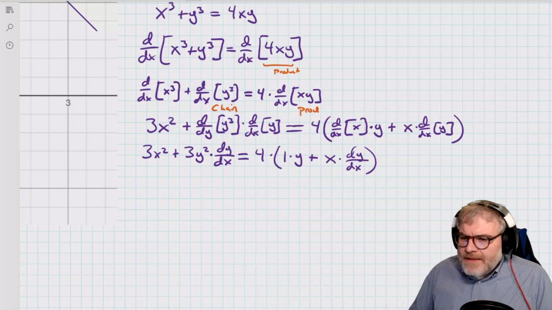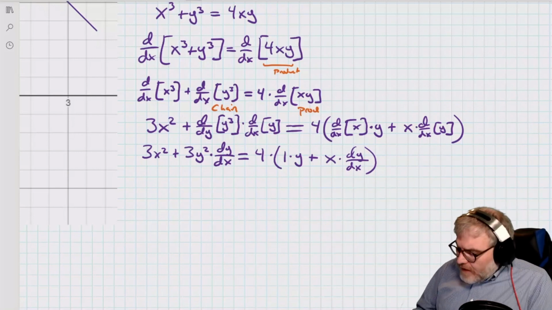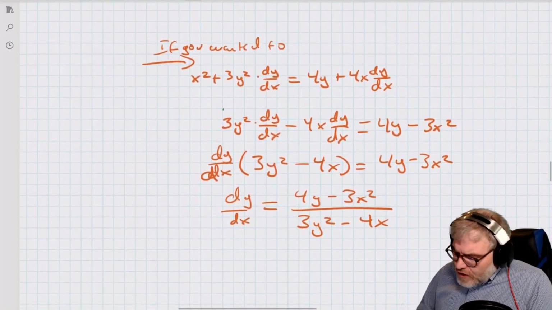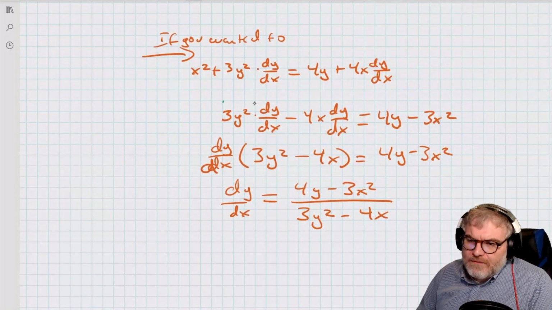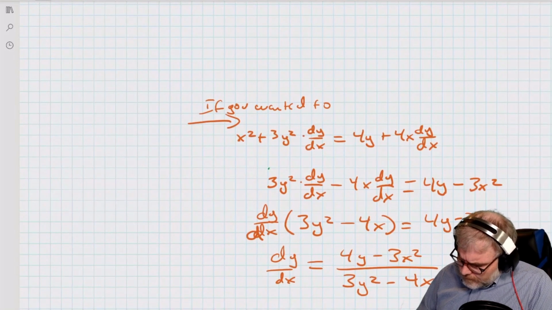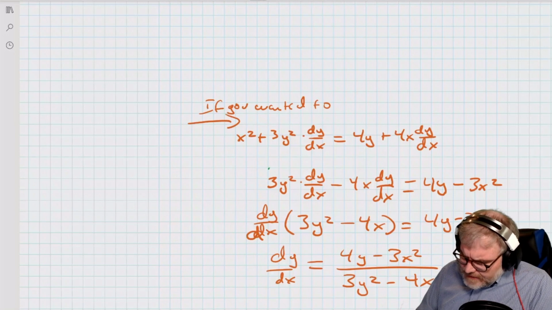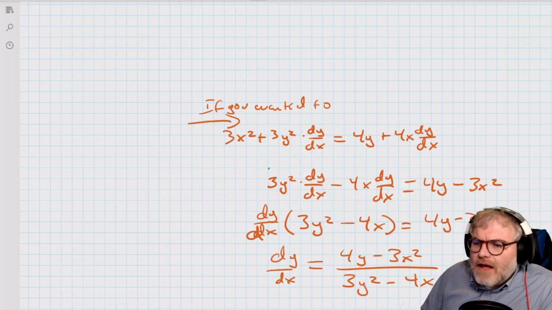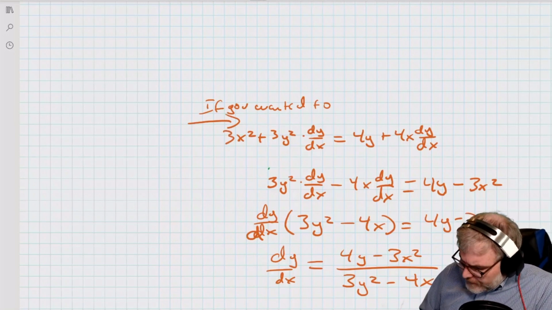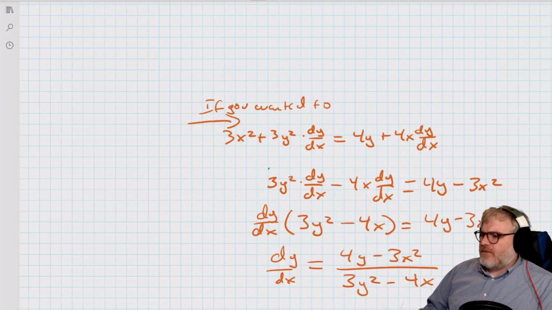Okay, so I've taken my implicit derivative. Now that I've done this, I could solve for dy over dx, and there's the work that would get me there, right? I think I erased my 3 by accident. Yeah, there it is. I just accidentally erased the 3 there. So I could solve for this if I wanted to. But notice I don't actually need this. I don't need a general equation for dy over dx.